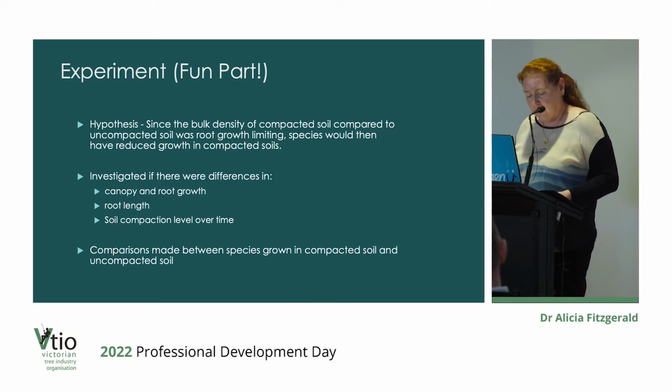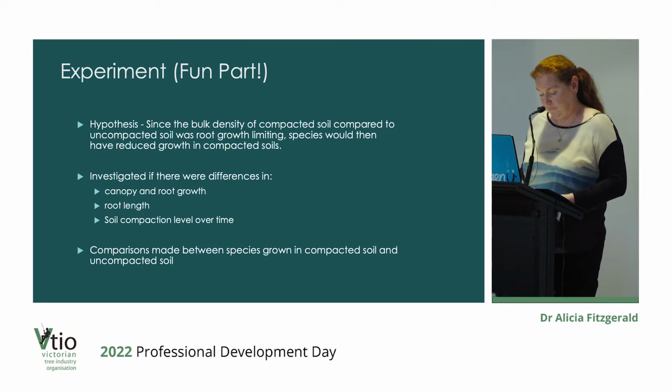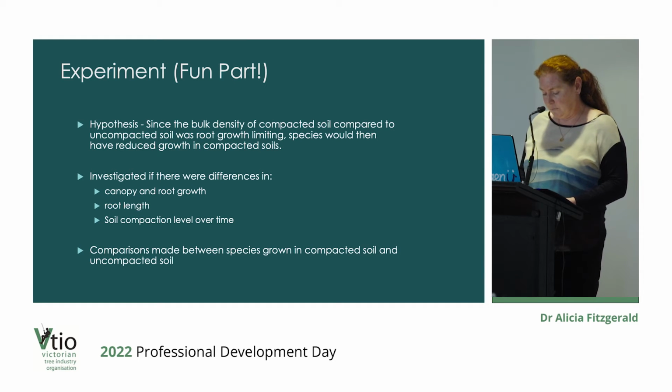So I hypothesised that since bulk density of compacted soil compared to uncompacted soil was root growth limiting, species would then have a reduced growth in compacted soils. The experiment investigated whether there were differences in canopy and root growth, root length, and soil compaction over time. Comparisons were made between species growing in compacted and uncompacted soils.